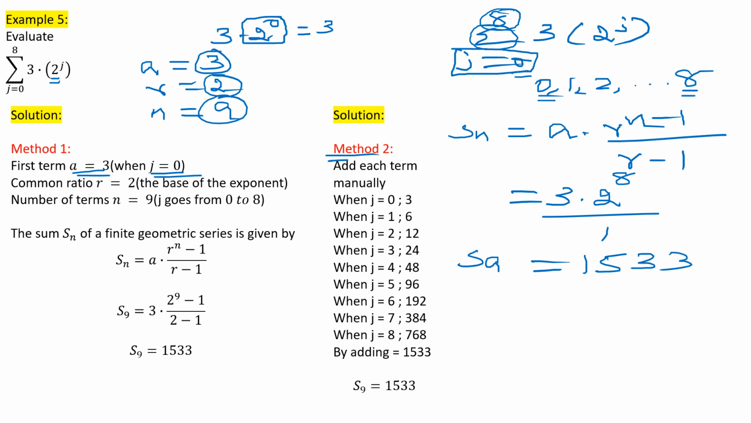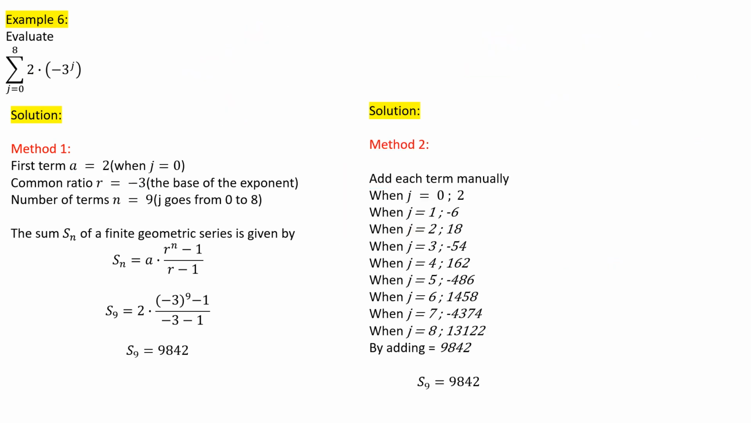Another method, you can add each term manually. That means first you replace j equal to 0, then you replace j equal to 1, j equal to 2, keep on replacing up to j equal to 8. Then if you add all these values, you will get 1533.